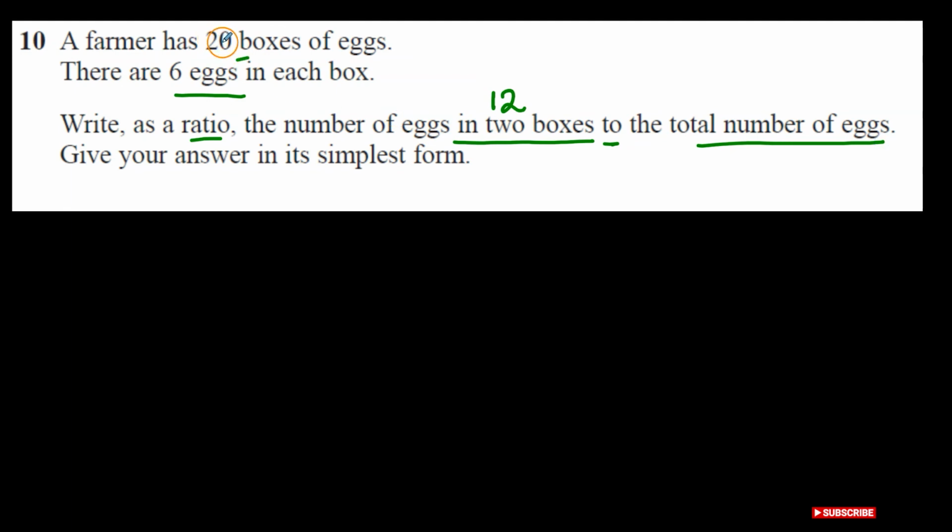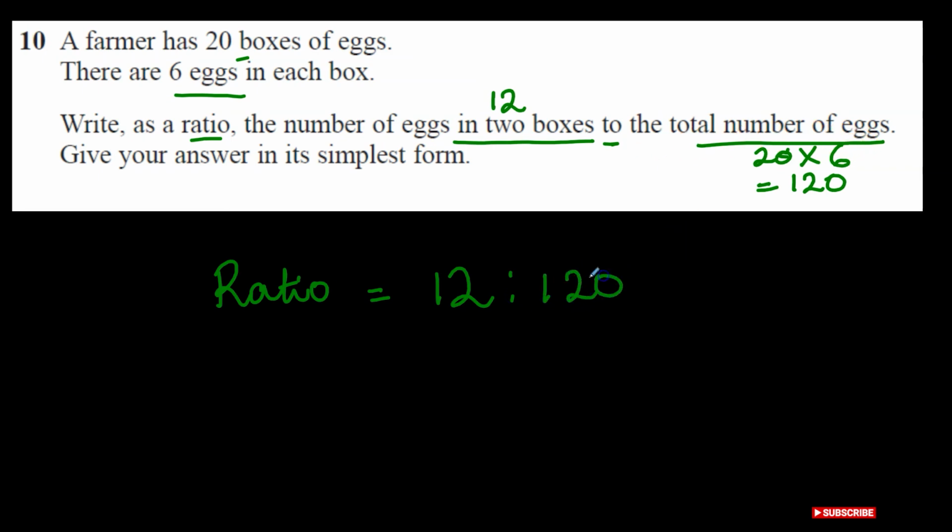So the ratio to the total number of eggs. So if you've got 20 boxes, the total number of eggs is going to be equal to 20 times 6, which is going to be 120. So now we can write the ratio as asked. The ratio is going to be equal to the number of eggs in 2 boxes, 12, to the total number of eggs that we have, 120. If you simplify, divide both sides by 12, you will get 1 to 10, and that is your answer for 10.